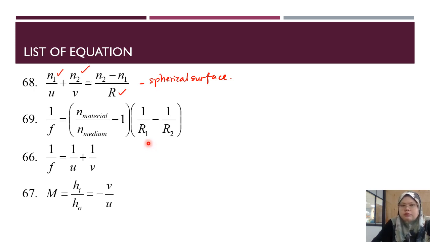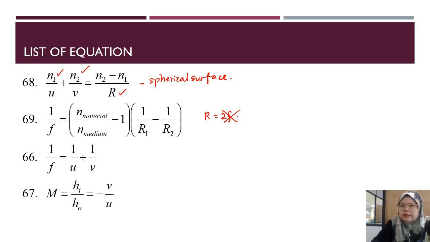Okay, the lens maker equation is what we use to determine the focal length of a thin lens. Because a thin lens has two surfaces, bila ada dua surface, dia akan ada R1 and R2. So we cannot simply use R equals 2F to find the focal length of the lens. Tak boleh. As I mentioned, this one is for mirror only.